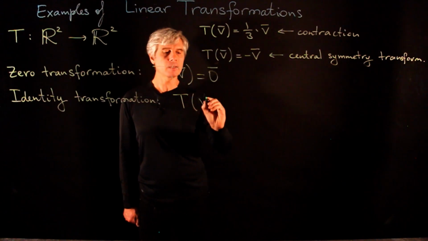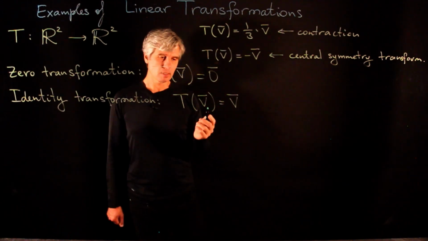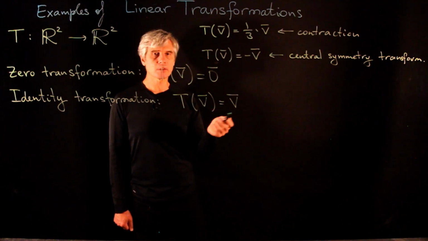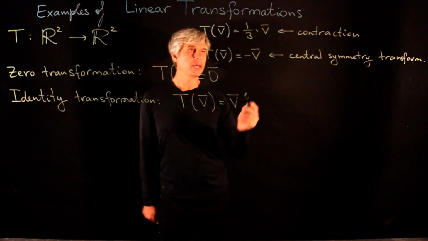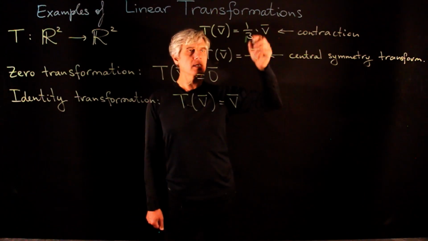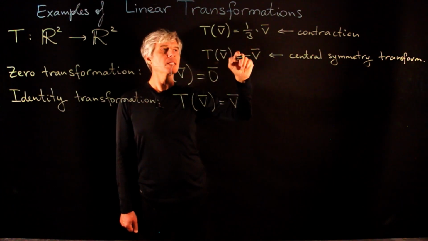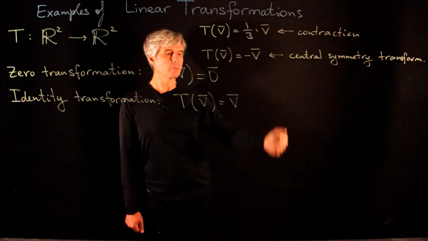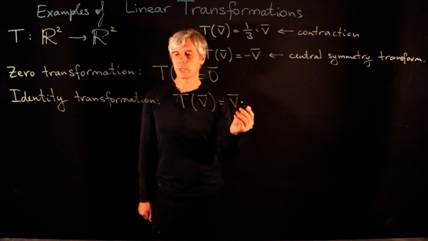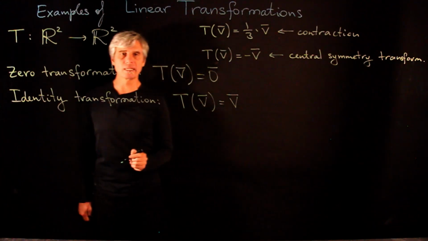T of V is defined as V, right? So this transformation is a very lazy transformation. It sends every vector to itself. One can view this as a special case of this if we choose the multiplier to be equal to 1. And again, by the same proof, we can show that each of these transformations is linear.